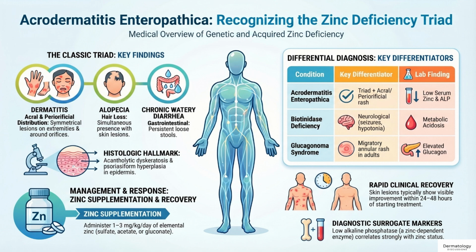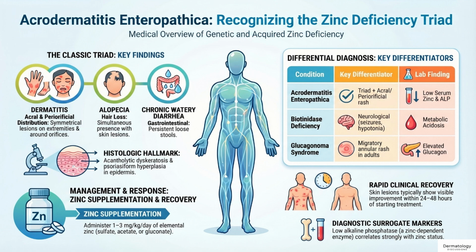Okay. If you see an infant with a periorificial and acral rash, severe alopecia, and a biopsy showing acantholytic dyskeratosis, your brain immediately screams AE, but keep reading the question carefully. What are we looking for? Does the infant also have neurological findings? Things like seizures, profound hypotonia, developmental delay, or hearing loss? And do the laboratory results show a metabolic acidosis and an elevated serum lactate? And if they do? If so, it is biotinidase deficiency.